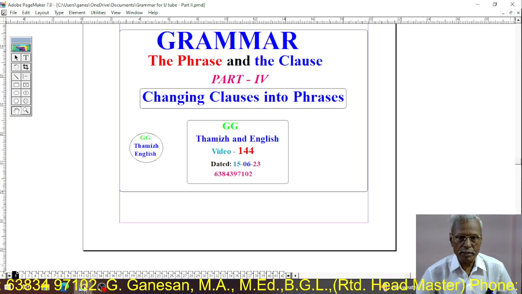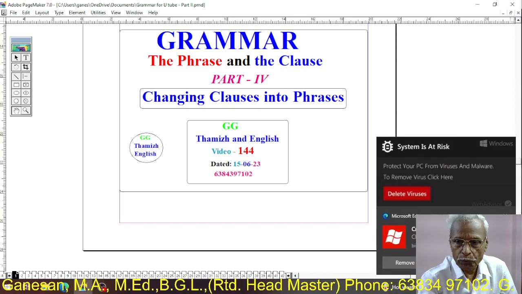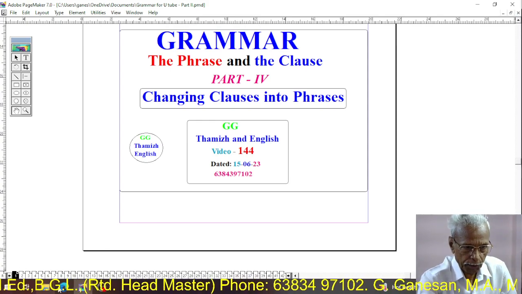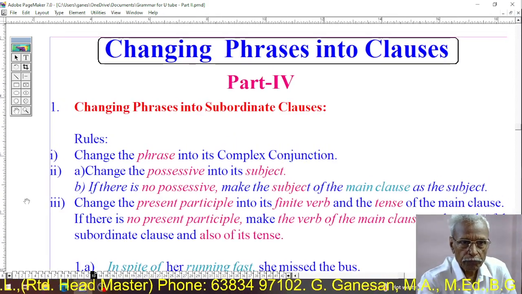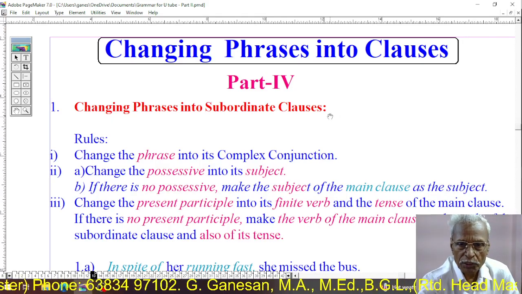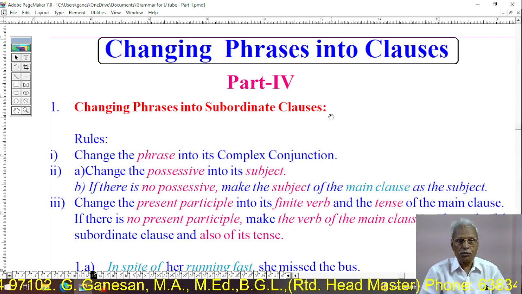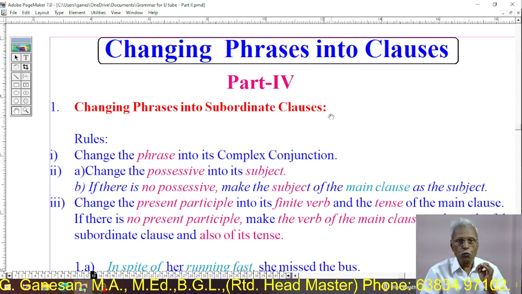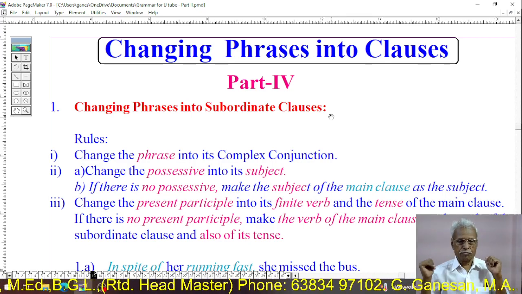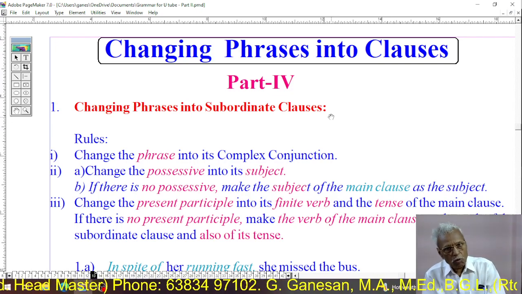Grammar, phrase and clause, part 4, changing phrases into clauses. Video 144, dated 15/6/23. Changing phrases into subordinate clauses. Dear students, we know that in English, on the basis of forming sentences, there are two kinds of clauses: one is the main clause, another is the subordinate clause. That we have already seen. Here we are going to see the rules for changing a phrase into a subordinate clause.